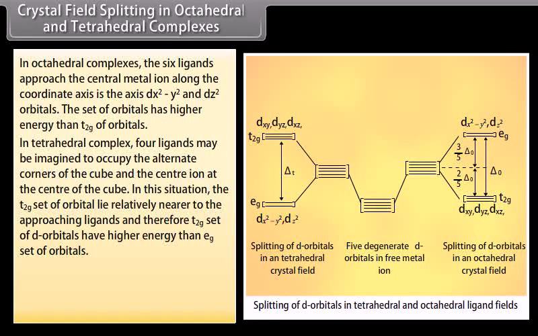In tetrahedral complexes, 4 ligands may be imagined to occupy the alternate corners of the cube and the central metal ion at the center of the cube. In this situation, the t2g set of orbitals lie relatively nearer to the approaching ligands and therefore the t2g set of d orbitals have higher energy than the eg set of orbitals. The relationship between delta T and delta O is given by delta T is equal to 4/9 delta O.